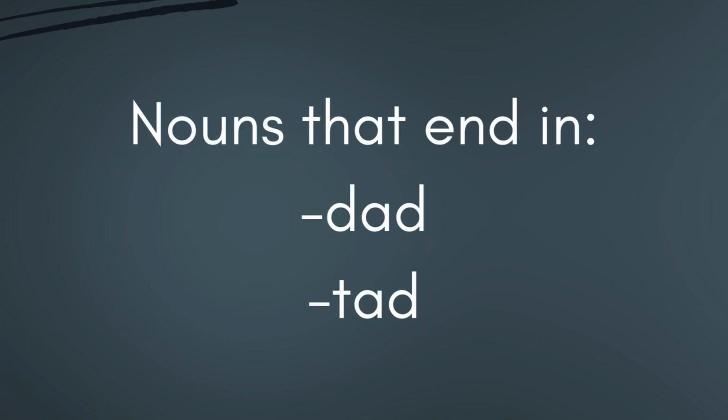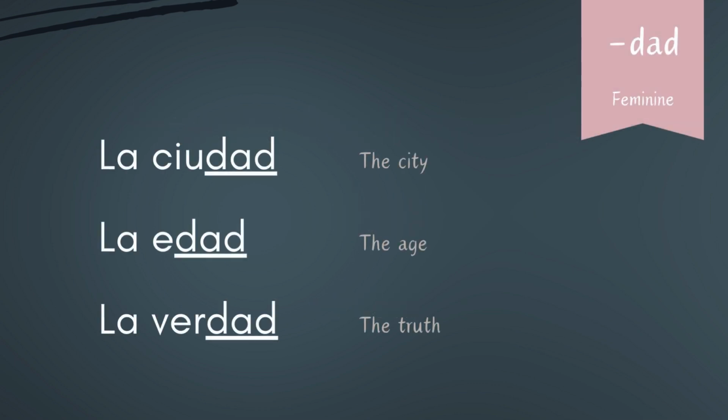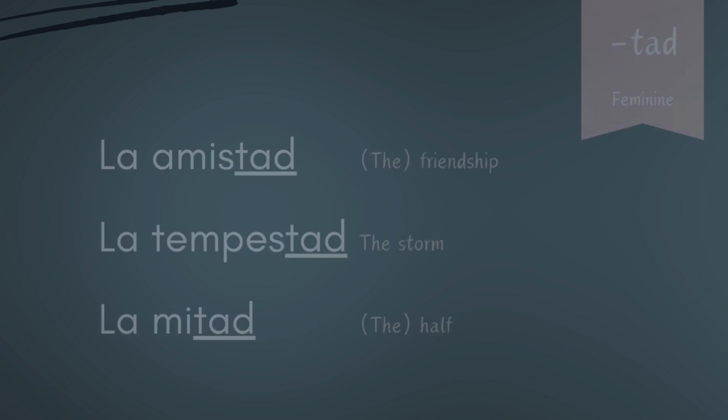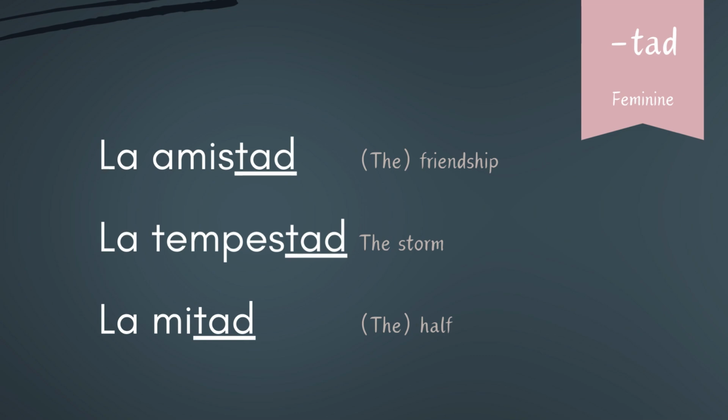Nouns that end in dad or tad have hardly any exceptions, so whenever you encounter one of these, you should be safe using the la article. Some examples of nouns ending in dad are la ciudad, la edad, la verdad. Examples of nouns ending in tad are la amistad, la tempestad, la mitad.